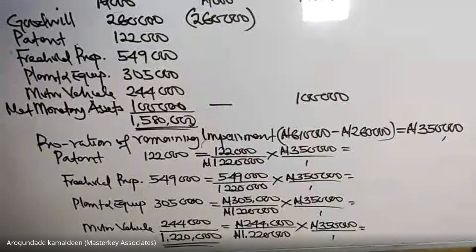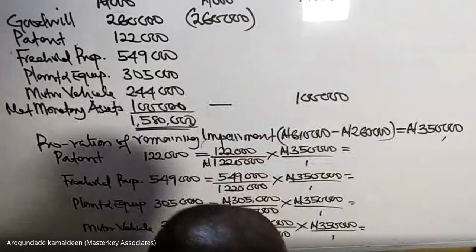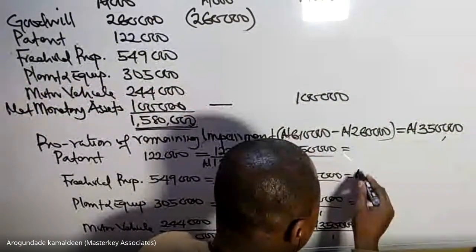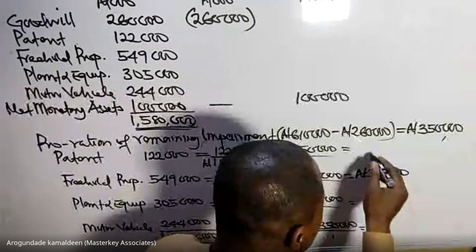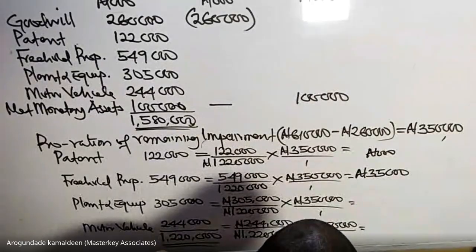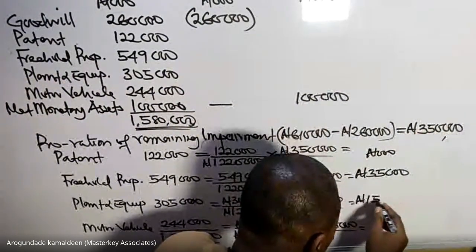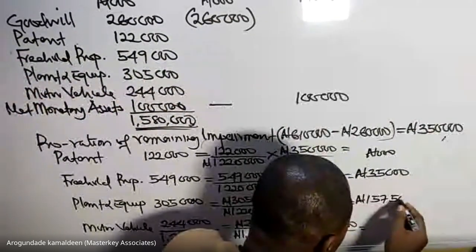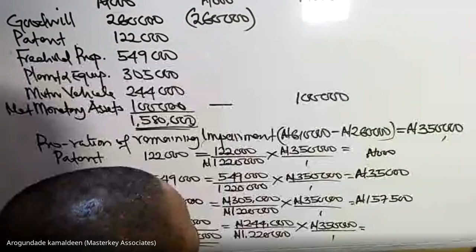So that is how you are going to do the allocation. Now, the impairment allocated to the patent is 35,000.